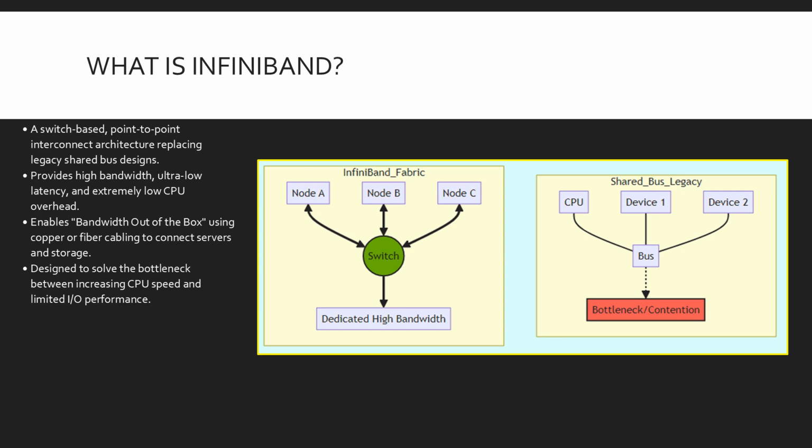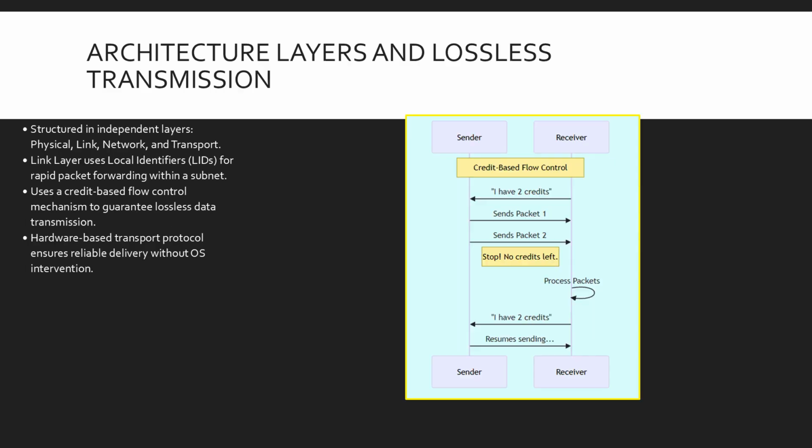On the left, we see a traditional shared bus architecture. Notice how the CPU and all devices share a single communication line, leading to contention and bottlenecks. On the right, we have the InfiniBand fabric. Here, nodes A, B, and C connect directly to a central switch. This point-to-point design ensures that each connection maintains dedicated high bandwidth without fighting for resources, enabling the scalability required for modern supercomputers.